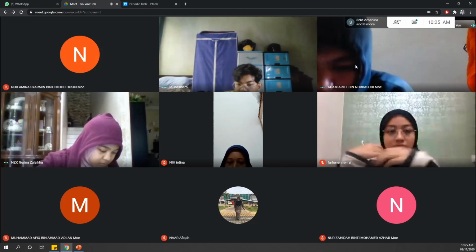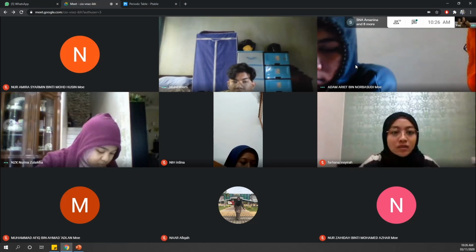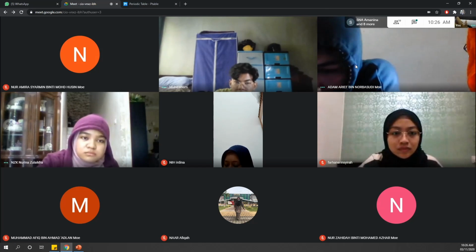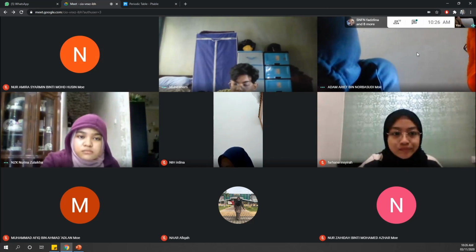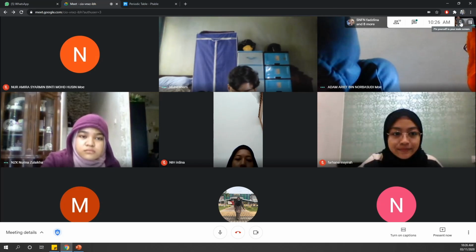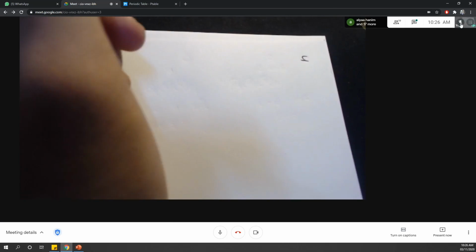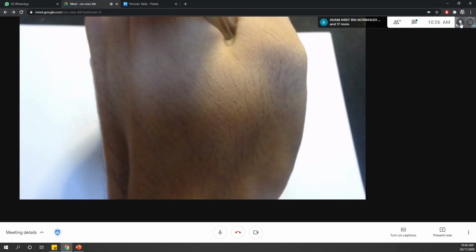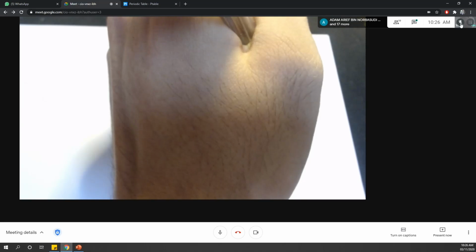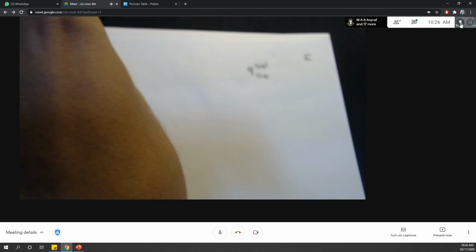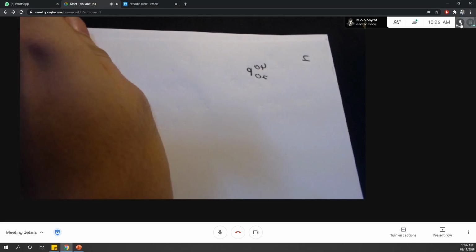Number 2, for each of the elements below, write the electronic configuration, state the group, period and block. Okay, kita tengok dulu 40P20. Okay, apa nombor-nombor ni? Ingat tak? Chapter 1.